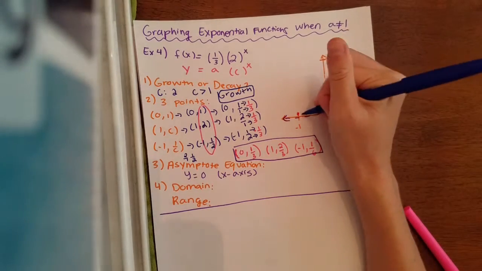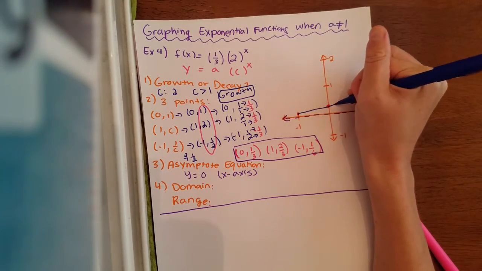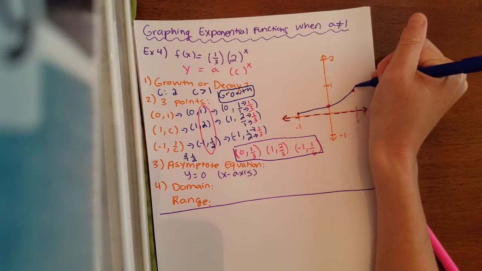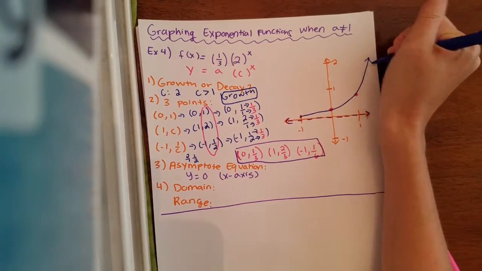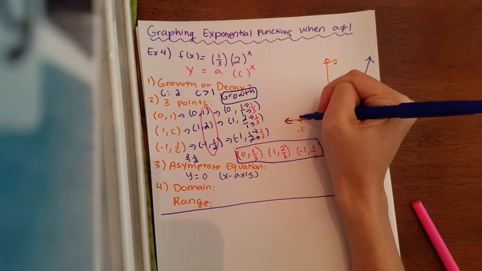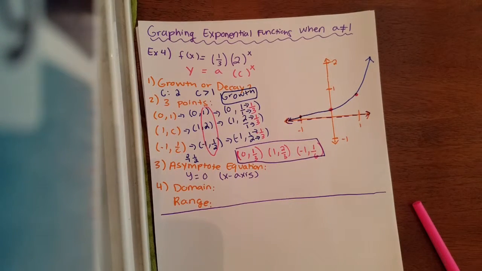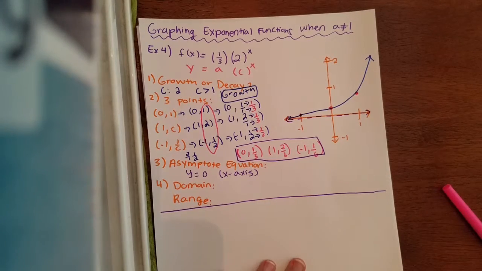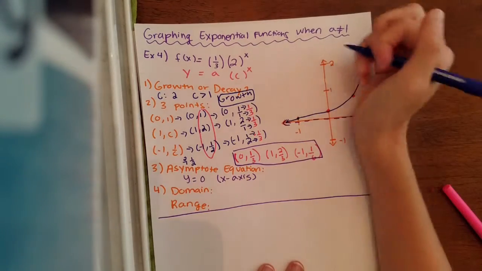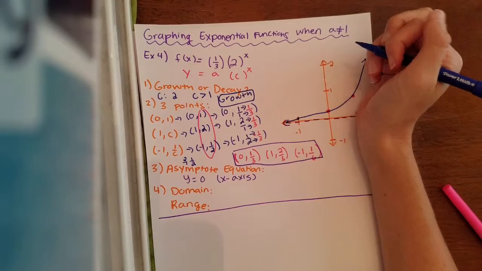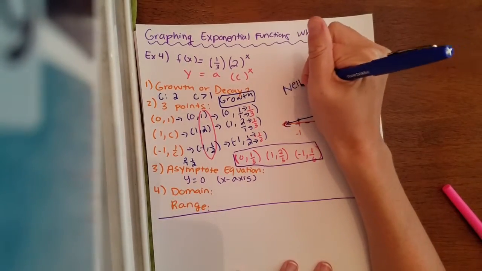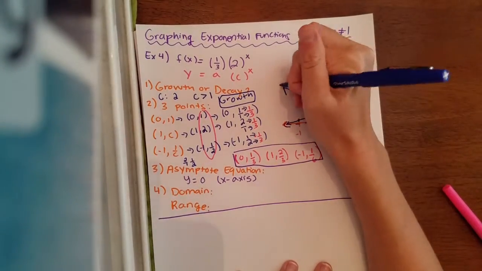Alright, so I'm going to connect my points. I'm going to start here and go up. And then on this side, I'm going to get really close to the x-axis, but I will not touch it. So that is our amazing graph, and I'm going to call this thing, let's see here, I'm going to call it Nelly. Nelly the exponential.